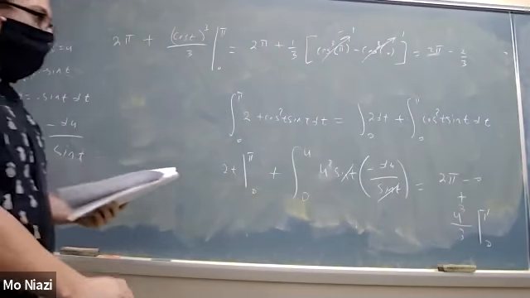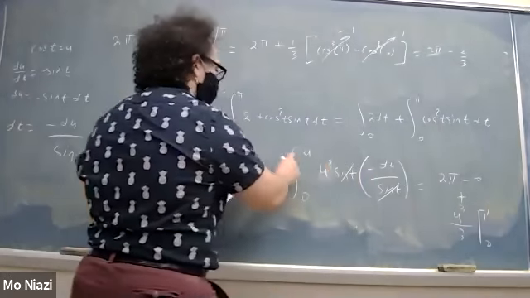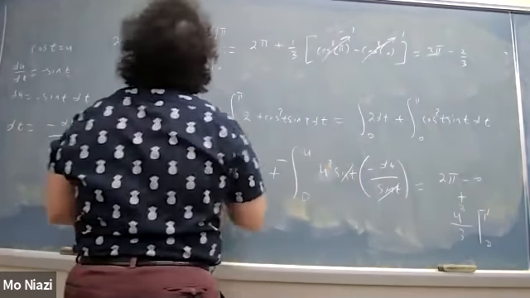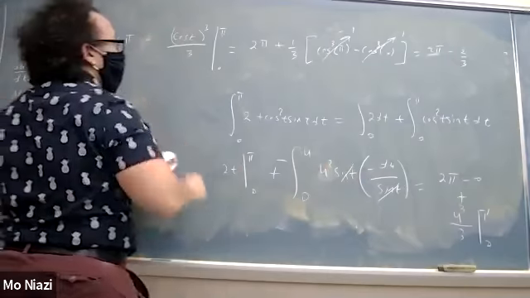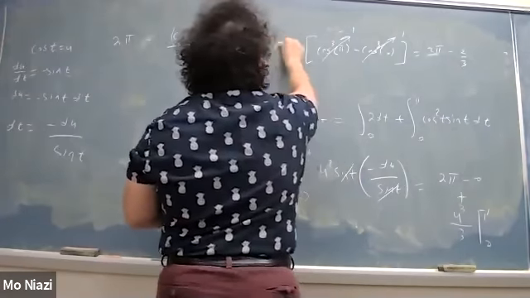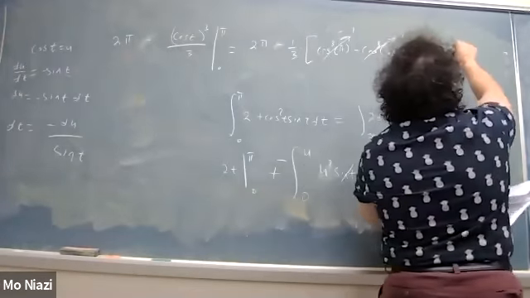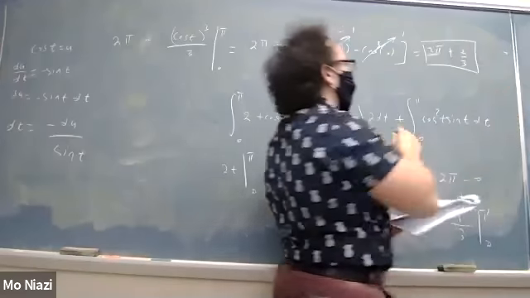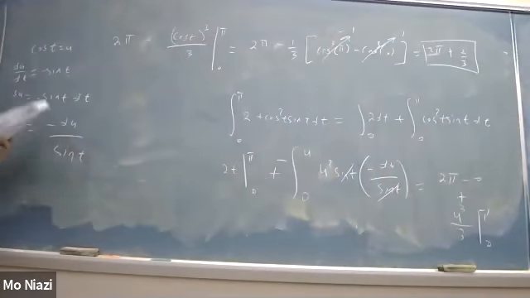Oh, but you know what, guys? I forgot that there was a negative out here. So this should have been a minus, so that converts this to a plus. I forgot that negative that was a result of the u substitution and taking the derivative.